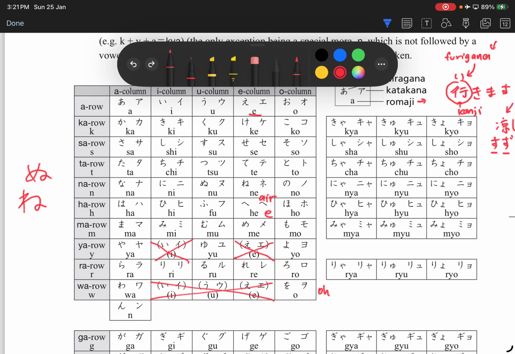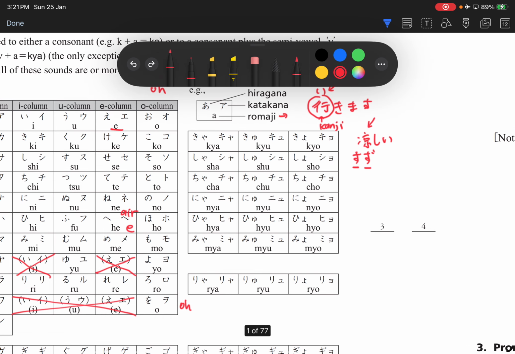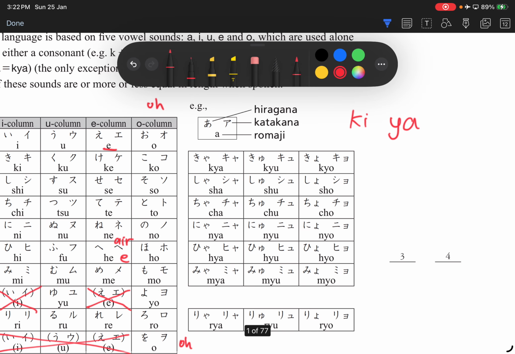And then you look on the right hand side, we have the combination ones. These are what we call the contracted consonants. Contracted means become shorter. Just now I mentioned, for example, the first one is kya. It is a combination of ki and ya. Ki and ya combine together and become kya. We just shorten them. Pronounce after me, kya, kya.